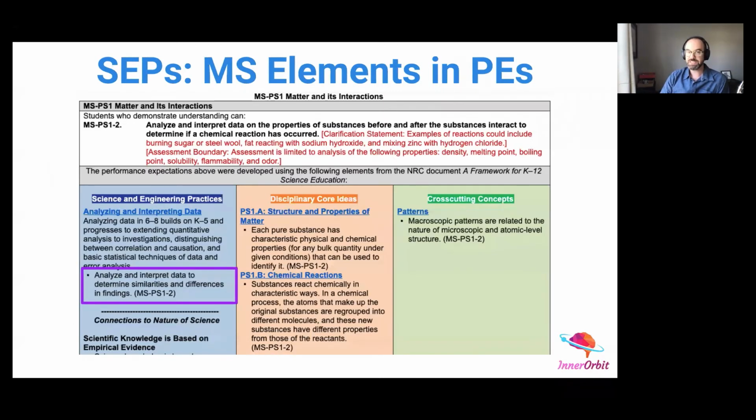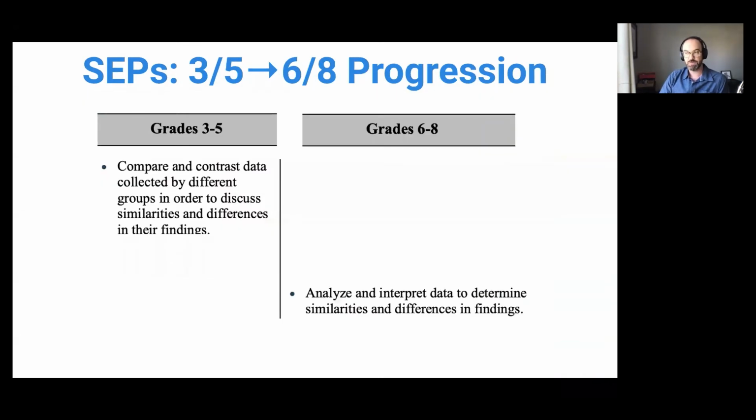For SEPs in middle school, we want to look at the elements in that performance expectation and then also go back to what students should have done in 3-5. So in middle school, for analyzing and interpreting data, we want students to analyze and interpret data to determine similarities and differences in findings. Analyze and interpret, so it's pretty complex. At the 3rd, 5th grade level, we want students to compare and contrast data collected by different groups in order to discuss similarities and differences. So comparing and contrasting is way lower level than analyzing and interpreting. So analyzing and interpreting means we're finding some meaning within that data, and comparing and contrasting is really just calling out that there are differences.